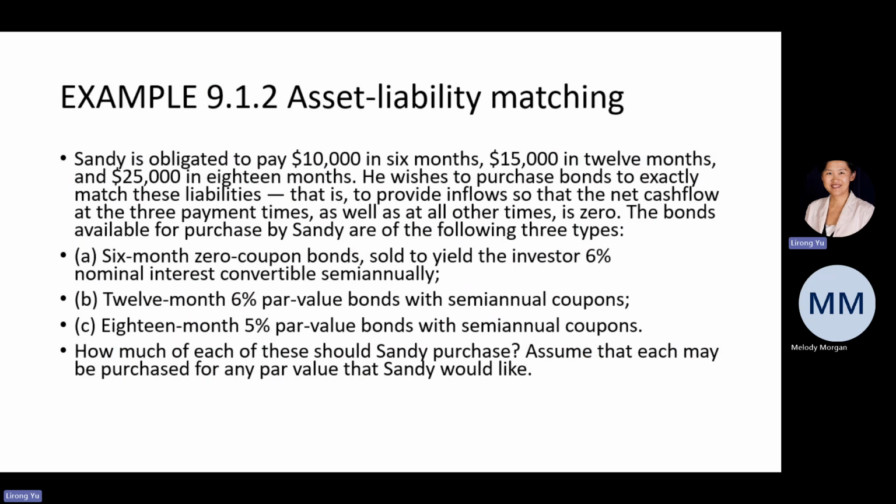In this case, number 1, we want to have sufficient assets to cover all the liabilities. So here we need to pay 10,000 in 6 months, 50,000 in 12 months, and 12,000 in 18 months. So we are just trying to cover the liability in this case. We have a 6 months zero coupon bond, a 12 months 6% par value bond with semi-annual coupon, and an 18 months 5% par value bond with semi-annual coupon.